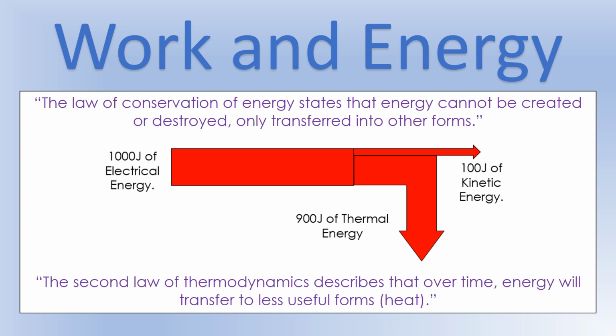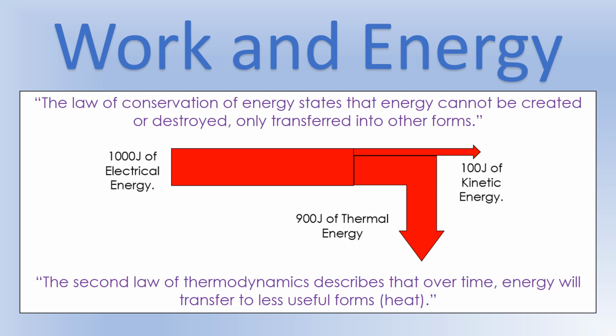transferred into other forms. And if we look at our Sankey diagram that we've looked at drawing previously, we can see it starts off with 1,000 joules of electrical energy, and it ends up with 100 joules of kinetic energy and 900 of thermal energy. So we can see the total energy at the start is 1,000, and the total energy at the end is 1,000. So we haven't created or destroyed any energy, so that's fine.